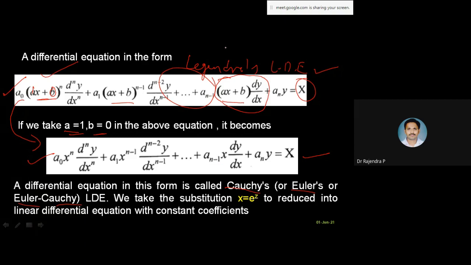What we substituted for Legendre's was ax plus b is equal to e power z, right? This time, as I said, a is equal to 1 and b is equal to 0, so I have to substitute x is equal to e power z. If I substitute x is equal to e power z, then I will get similar types of results.